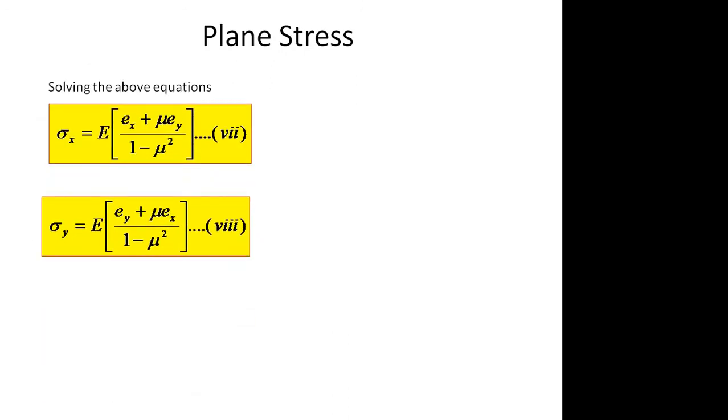So by solving those two equations, modified equation 1 and 2, we can get sigma x is equal to capital E, that is Young's modulus, into Ex plus mu Ey, the whole by 1 minus mu square. Similarly, sigma y is equal to capital E into Ey plus mu Ex, the whole by 1 minus mu square. So this is the normal stress developed along the x direction and the normal stress developed along the y direction due to a plane stress condition. So this is the equation for it.